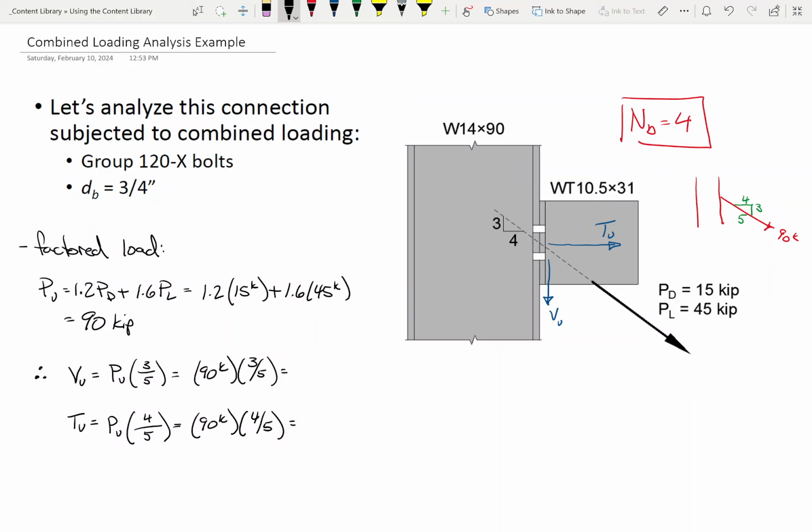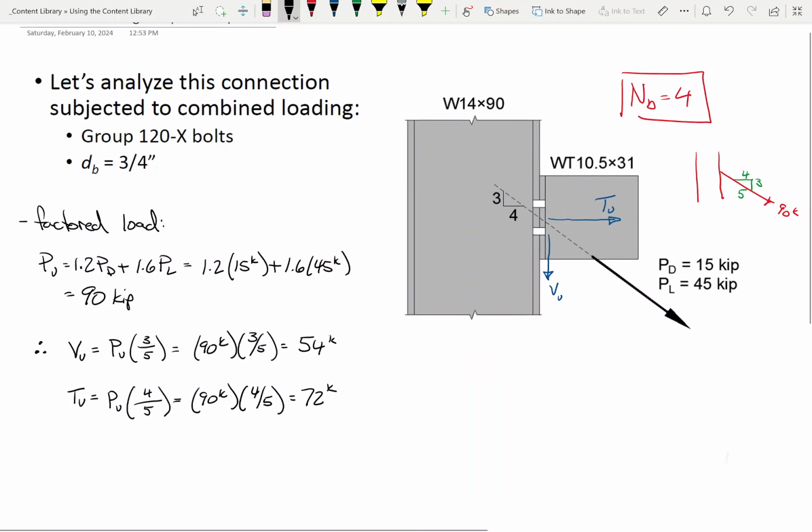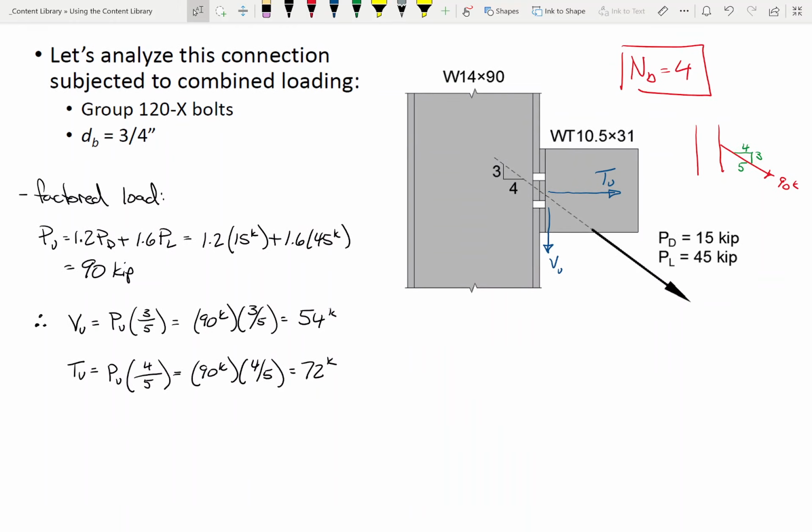So what do we got for this? 54 and 72. Okay, that was definitely seconded. I only heard one person say 54. We're good on that? Okay, all right. Everybody with me so far?